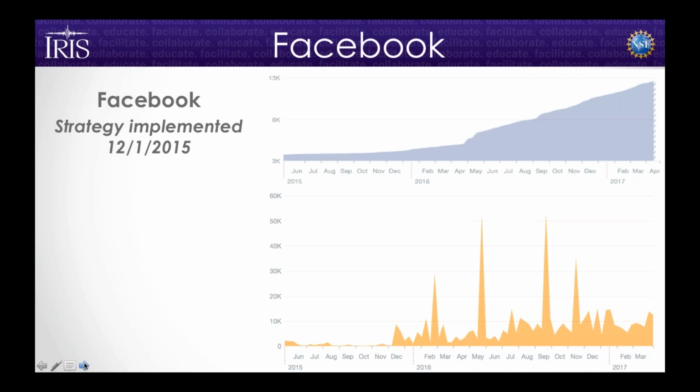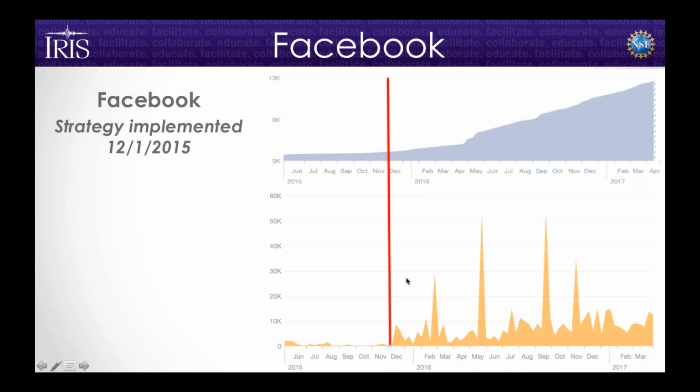These statistics here are from Facebook. The image on the top in blue are the number of likes on the EPO Facebook page, and on the bottom is the reach, or the number of people that we're reaching weekly with our posts. This is when we implemented the strategy. You can see it was kind of a slow growth in the likes. It took about 6 months for it to really take off, and that was me evaluating and adjusting the strategy by looking at the metrics.